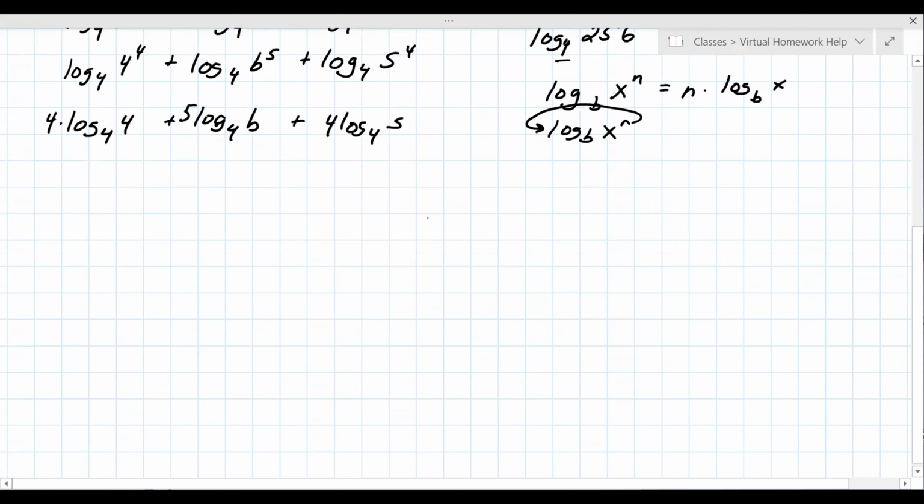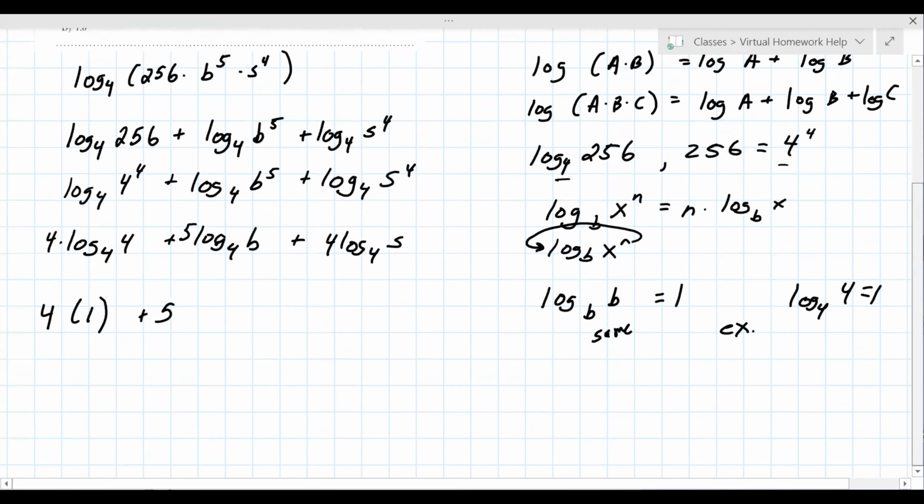Okay, so we're down to this step here where we have to also use a property of logs, which is log base b of b. If these are the same, this equals 1. So an example of that here we see is log base 4 of 4, that equals 1. So this is 4 times 1. We know from the given information that log base 4 of b is minus 1.3. And we know that log base 4 of s is 2.3.